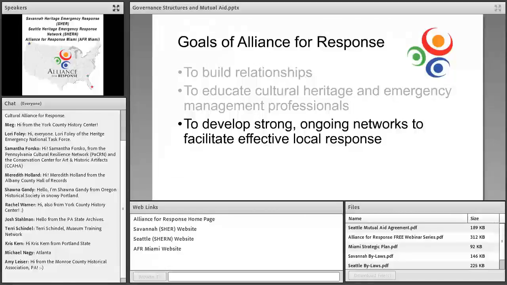Today's program will hopefully inspire many of you to build even stronger networks through strategic planning and the development of robust mission and vision statements, bylaws, and possibly even mutual aid agreements.